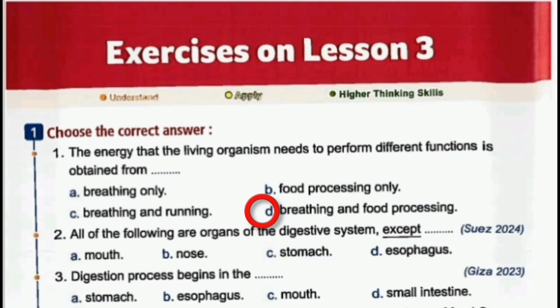Number 2. All of the following are organs of the digestive system except mouth, nose, stomach, esophagus. All of these organs belong to the digestive system except nose, so we will choose letter B. Number 3. Digestion process begins in the stomach, esophagus, mouth, small intestine. Digestion process begins in the mouth, so we will choose letter C.